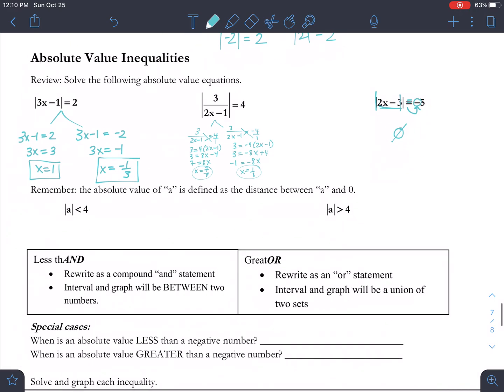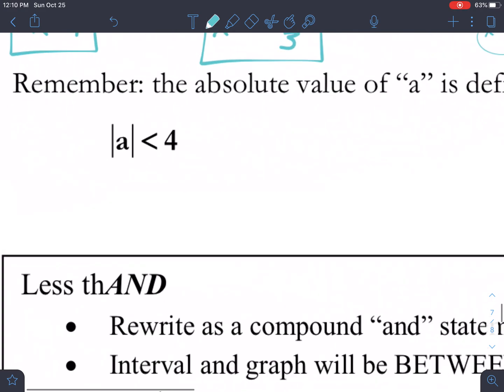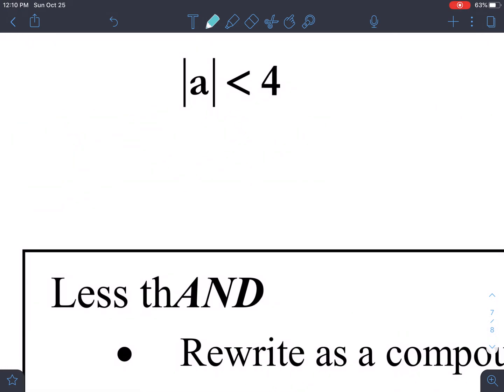All right, so now we're going to talk about absolute value inequalities. Those were equalities, right? Equations. And now we're going to talk about inequalities. So if I asked you whose absolute value is less than 4, try to think of some numbers right now. When you plug it in, you would get an absolute value of that number is less than 4.